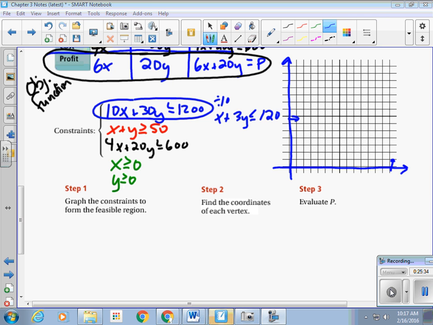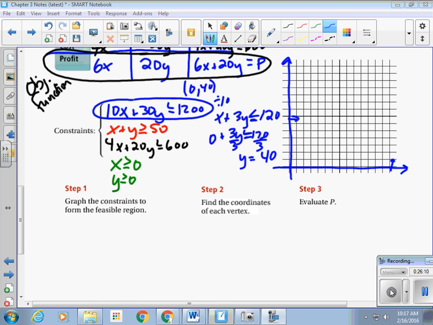Then I'm going to plug in 0 for x and get 3y less than or equal to 120, divide by 3. I'm just going to change this to an equal sign because I want that coordinate. 120 divided by 3 is 40. I put 0 in for x. So my first coordinate here is 0, 40.